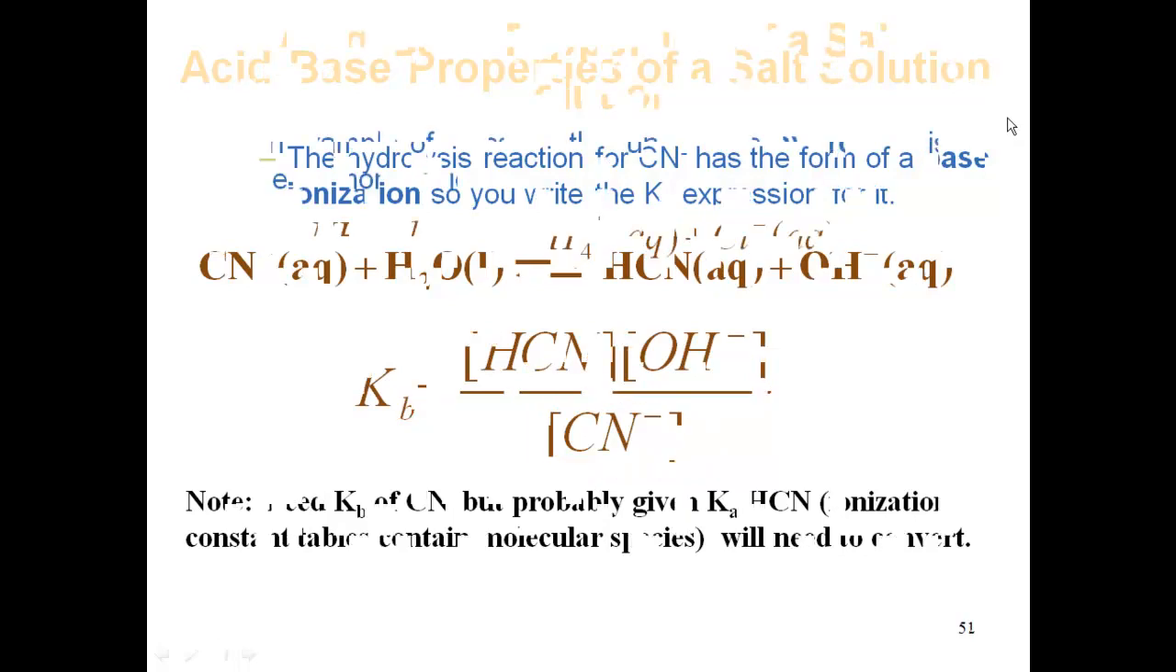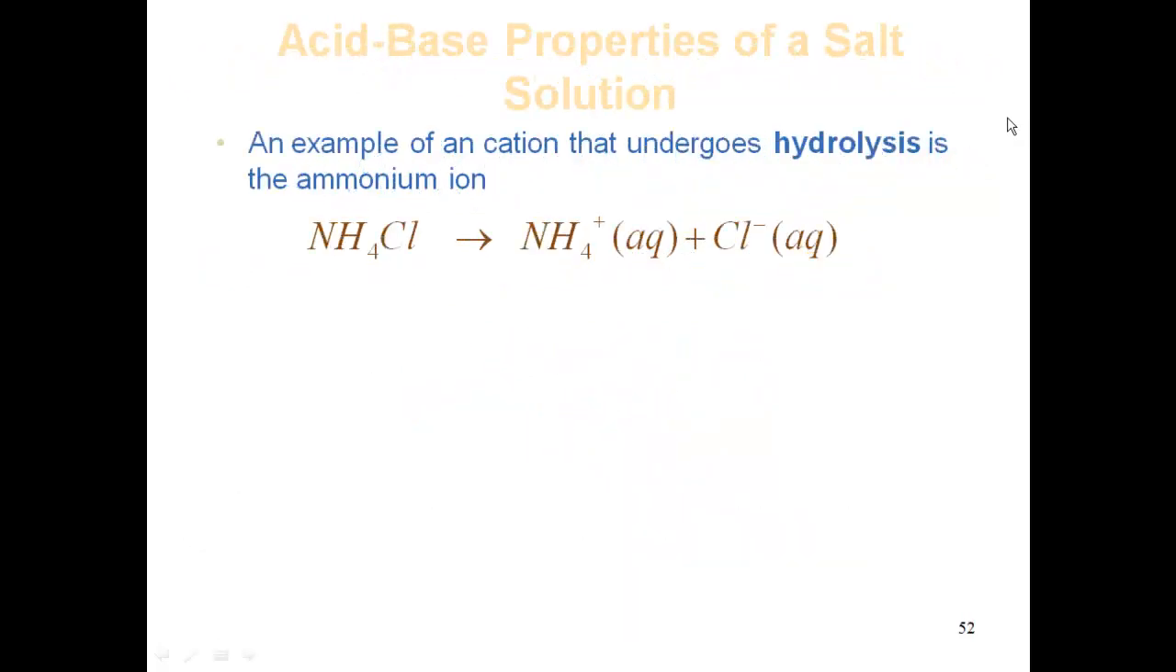Here's an example of a cation that undergoes hydrolysis. Now we're talking about ammonium chloride. This once again is a soluble salt. A soluble salt is going to break its ionic bond and form ammonium ions and chloride ions. That ammonium ion could be either neutral or it could add some acidity to the solution.